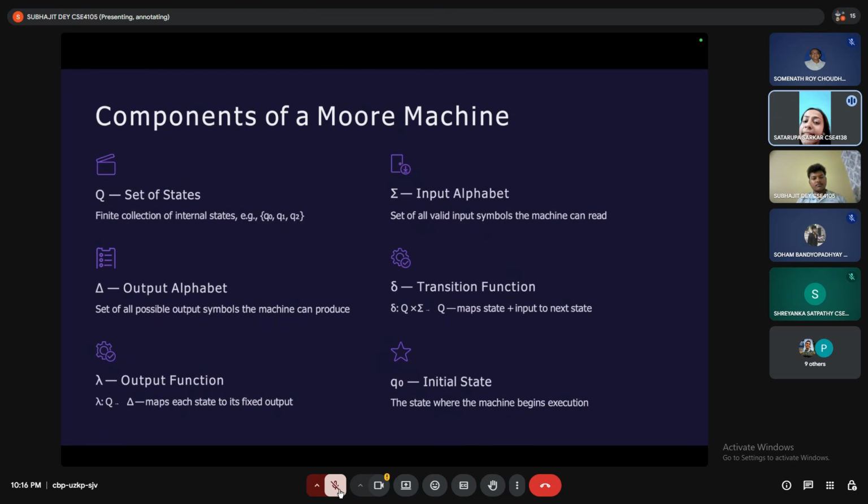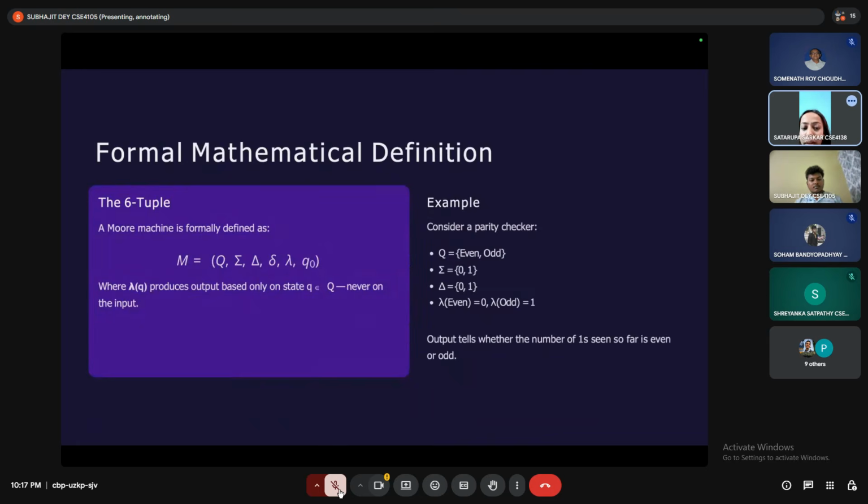So it has 6 components: Q is the set of states, sigma represents the input, delta represents the output, lowercase delta represents the transition function, lambda represents the output function, and lastly q naught represents the initial state. The machine changes state using lowercase delta and produces output using lambda. Next slide, please.